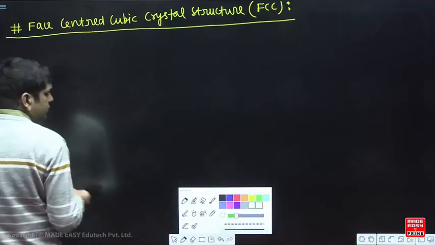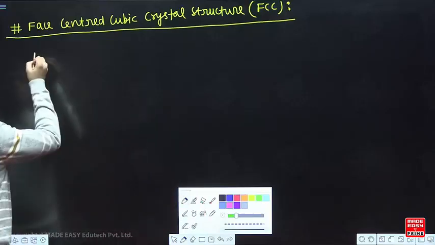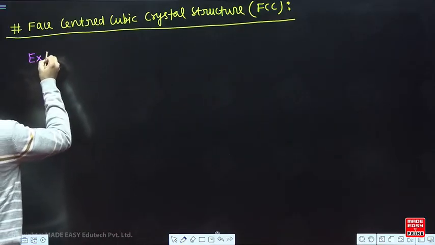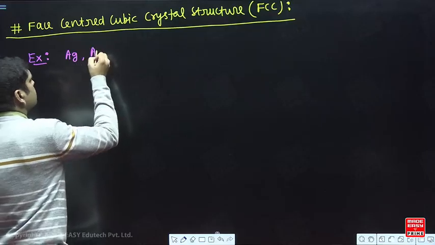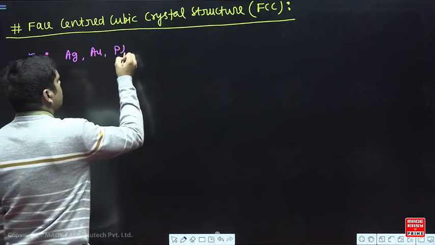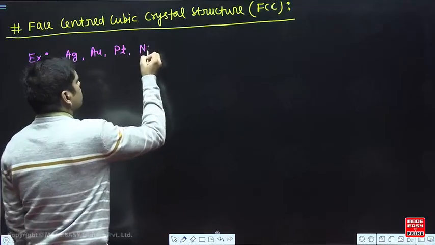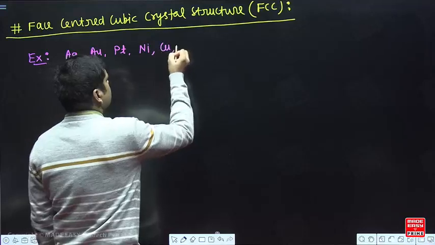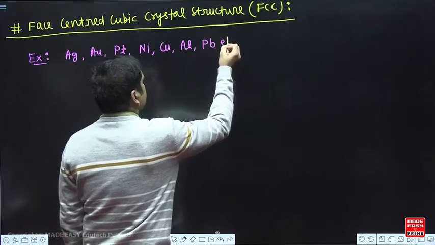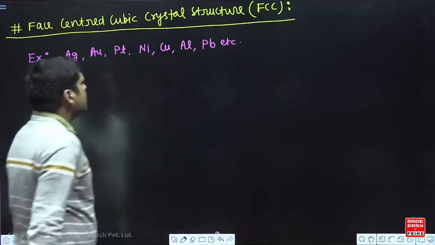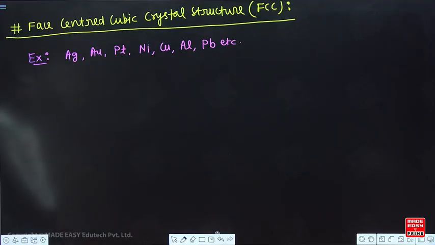Very important. First of all, let us see the examples. Examples are silver, gold, platinum, nickel, copper, aluminum, lead, etc. Very important materials.